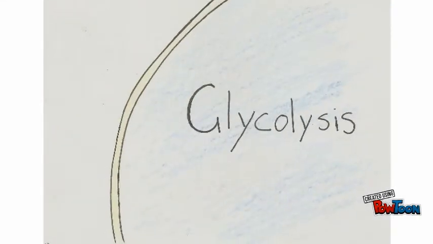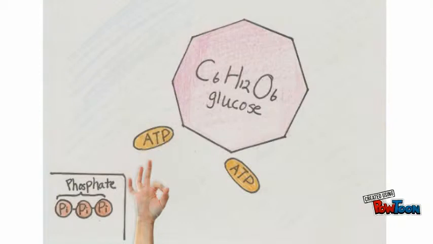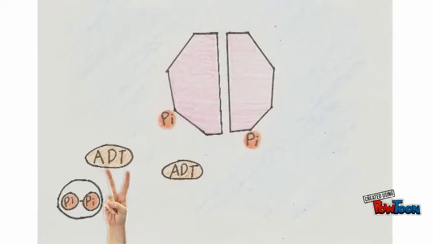Glycolysis is the process of breaking down glucose into pyruvate. It happens in the cytoplasm. First, the glucose attaches to ATP. ATP is the energy carrier with 3 phosphates. The ATP gives out 1 phosphate and becomes ADP.